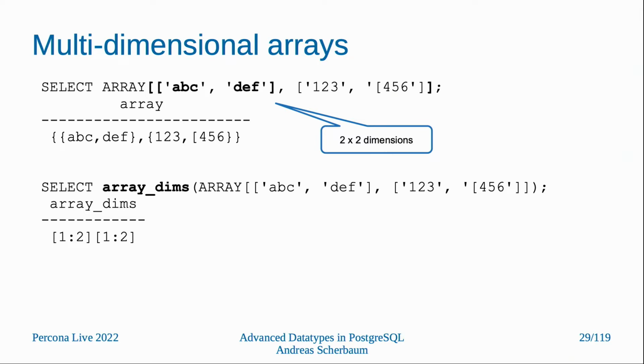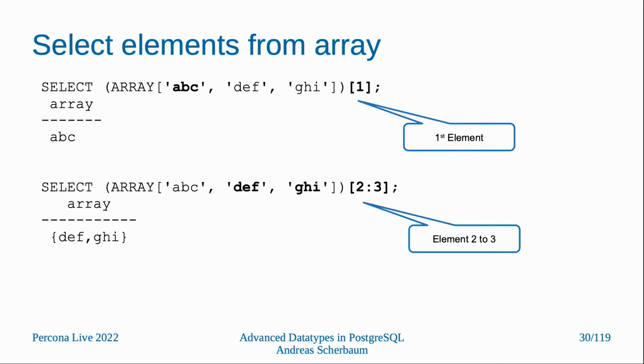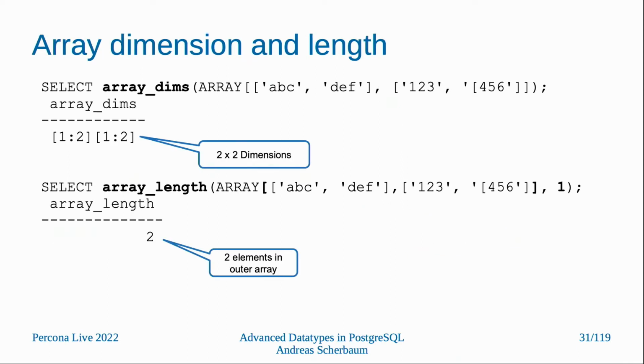I can also define multiple dimensions here, so arrays in arrays, stacked at different sizes. Find out what my array dimensions are. And of course I can select one single element at any given position or multiple elements from my big array. I can find out what my array lengths are.